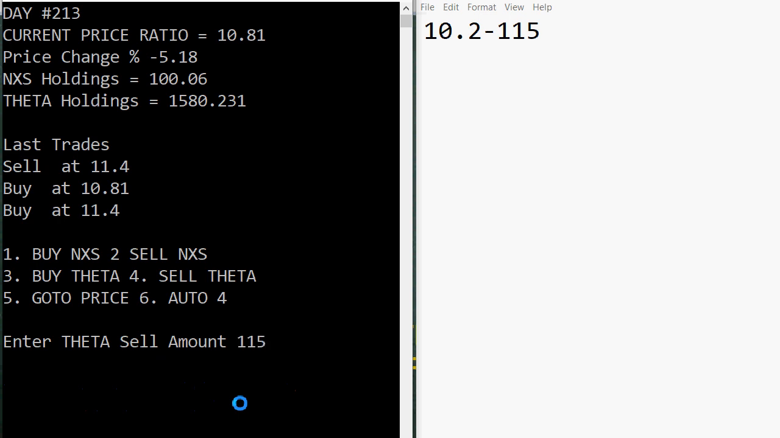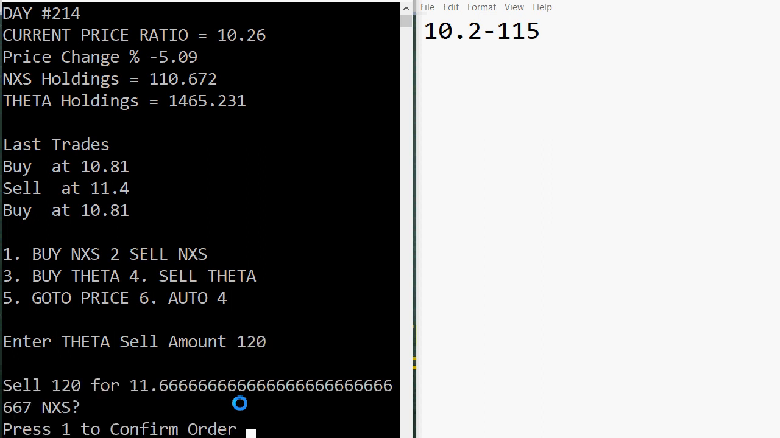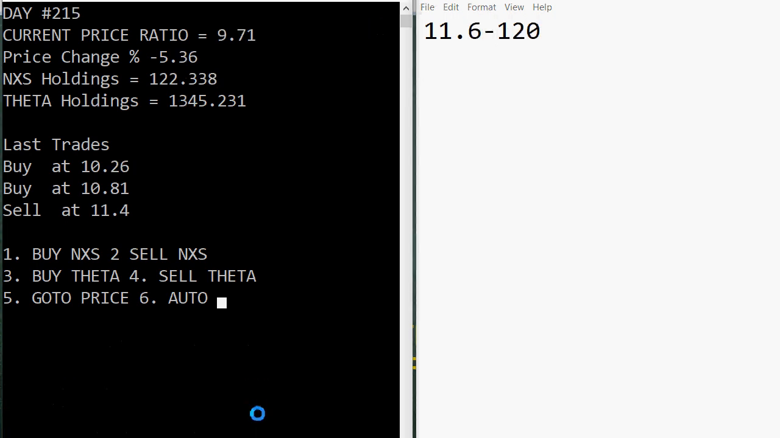And we can sell the 115, get 10.6, make a new sell order. Let's do like 120 even. We got 1400, we can afford it. So 11.6 for 120. Yeah, I like one decimal better. And another new one, so let's do 110.